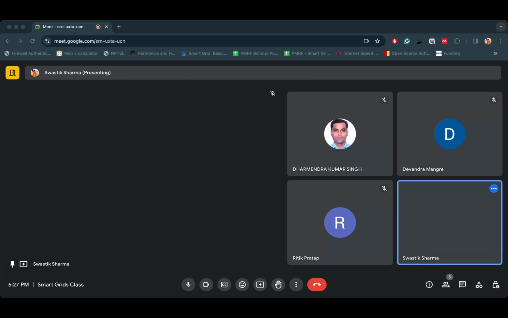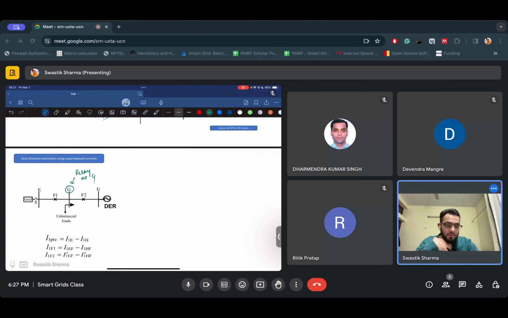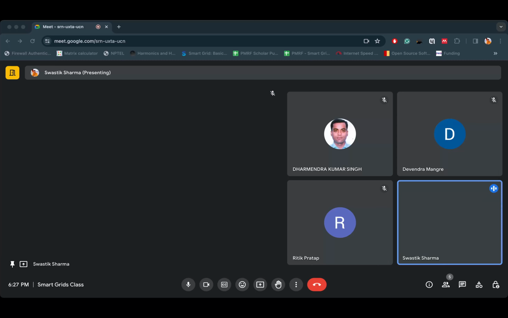They proposed that if we were able to calculate sequence components of the currents, we would be able to generate a methodology for this relay to calculate the direction of the fault. How did they do that? They started with drawing the positive sequence electric network diagram.